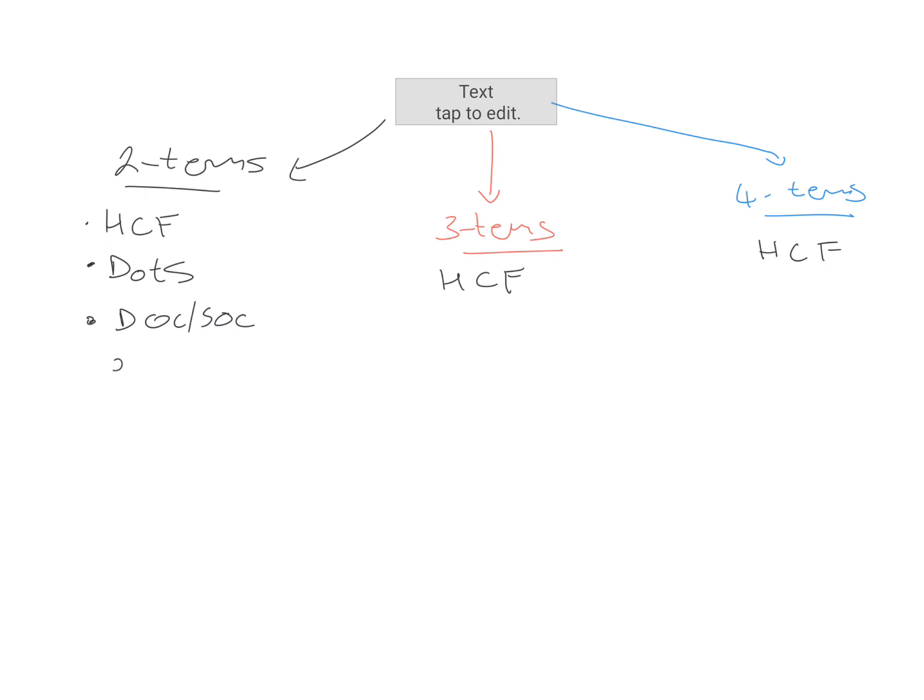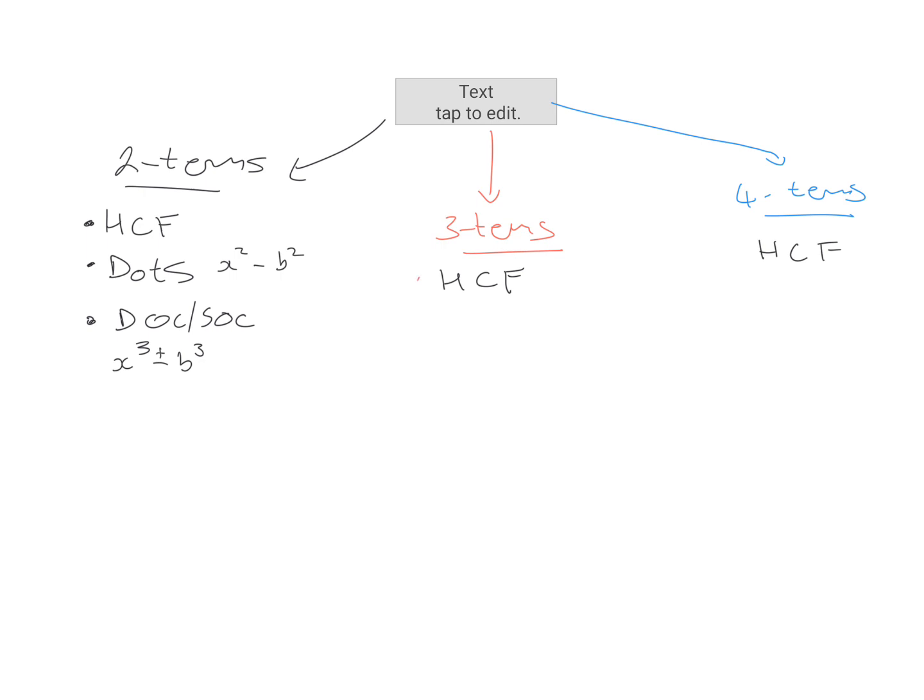So something like x cubed minus or plus b cubed. The difference of squares is x squared minus b squared. That's generally when you have 2 terms, those are the 3 things that you are looking for.